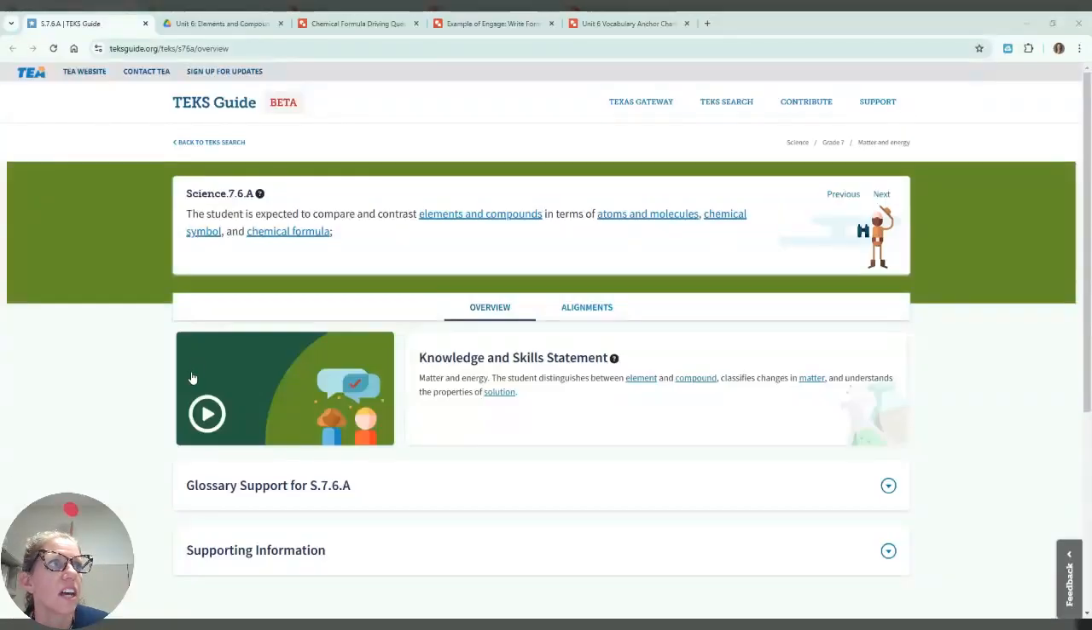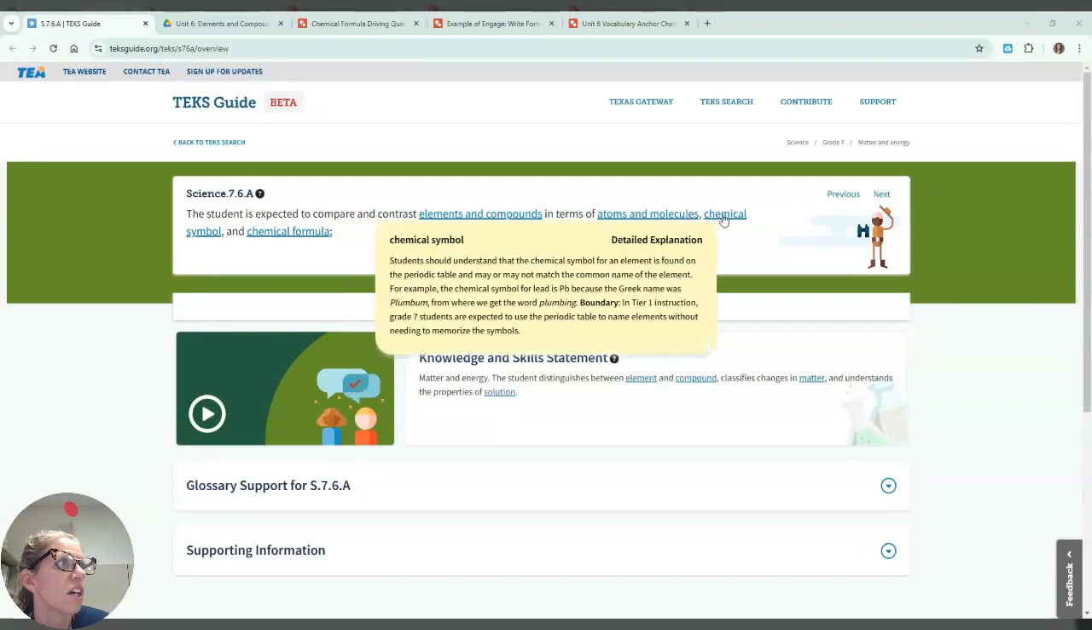The last part of the TEAC has to do with chemical symbols and formulas. I do think it's interesting to note that the TEAC's guide mentions that some elements are not going to have symbols that match their element name, and to talk about why that is.